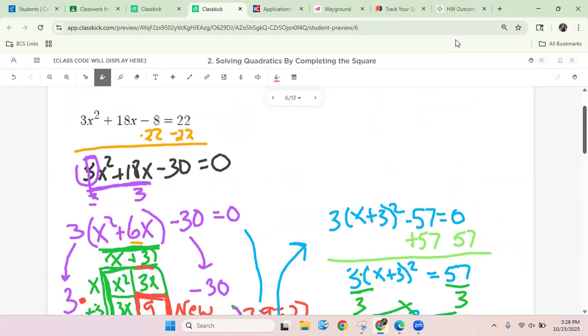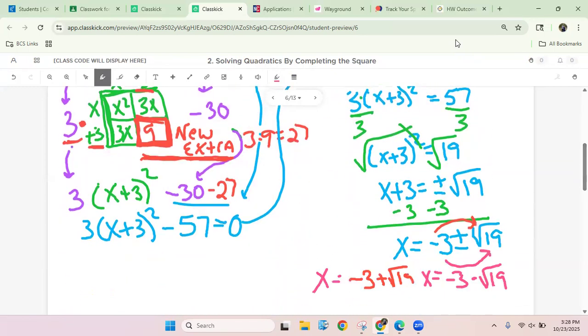So there's your process. You have to complete the square and turn it over to vertex form. And then after you turn it to vertex form, you need to solve that vertex form.